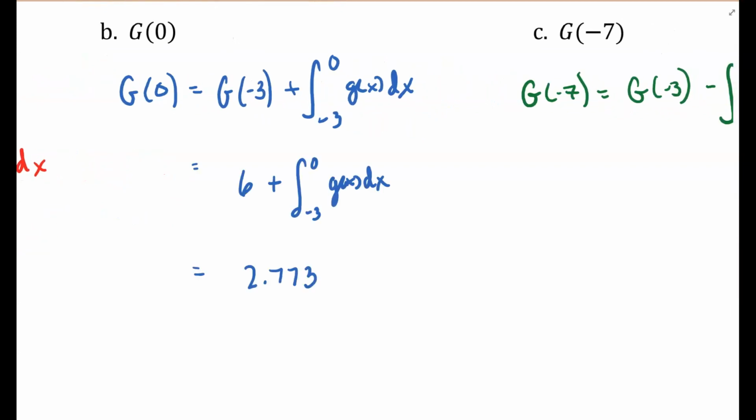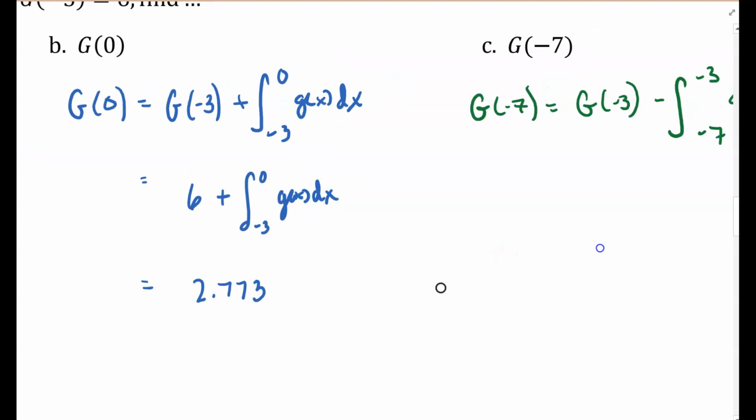All right, here is the solution for g of 0. It is 6 plus the integral from -3 to 0 of g of x dx, which is equal to 2.773. If you put 2.772, that's fine. That's the truncated answer, and that would be accepted.